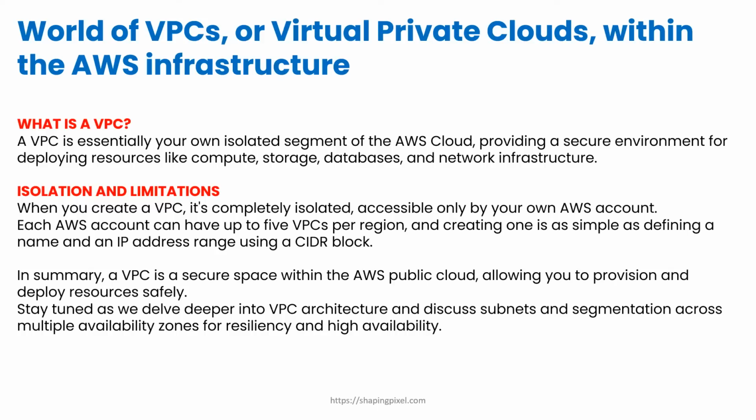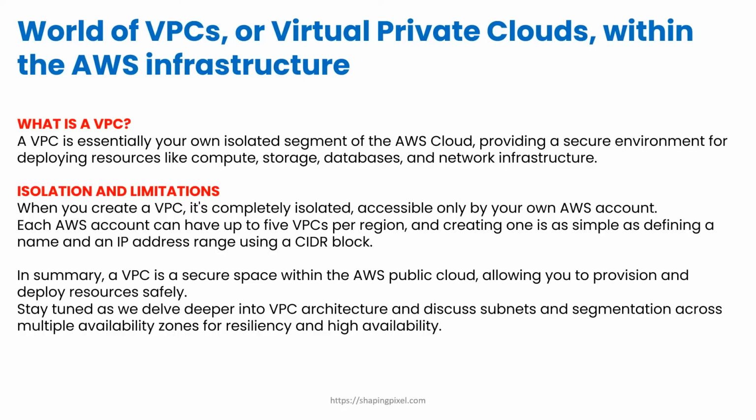So let's dive into the world of VPCs or virtual private clouds within the AWS infrastructure. A VPC is essentially your own isolated segment of the AWS cloud, providing a secure environment for deploying resources like compute, storage, databases, and network infrastructure. When you create a VPC, it's completely isolated, accessible only by your own AWS account.